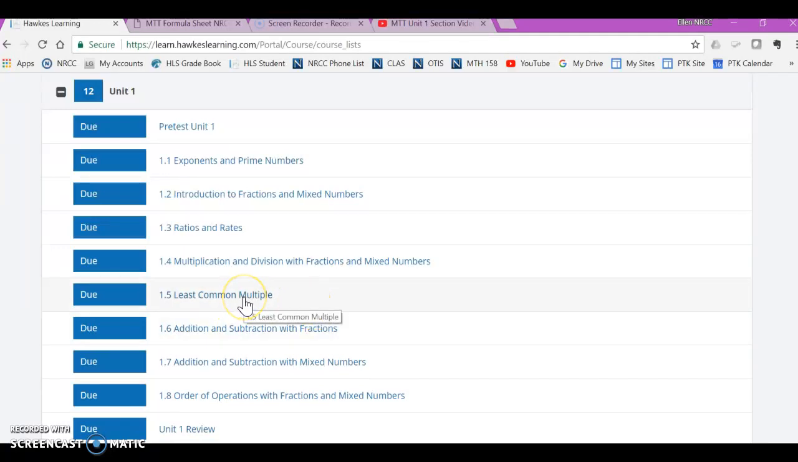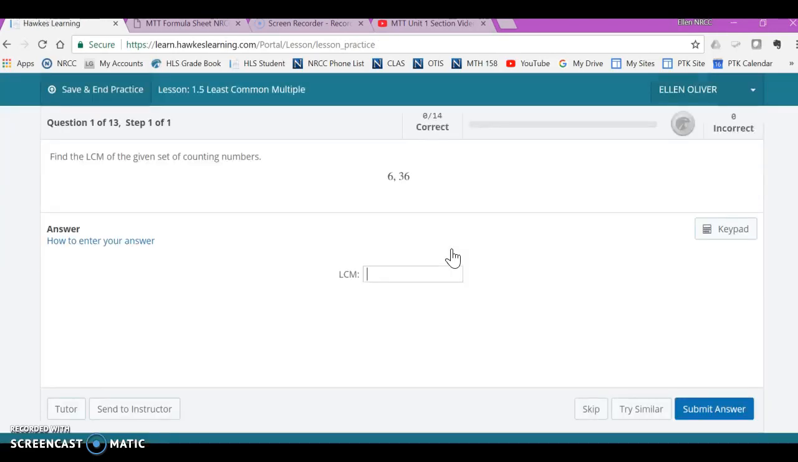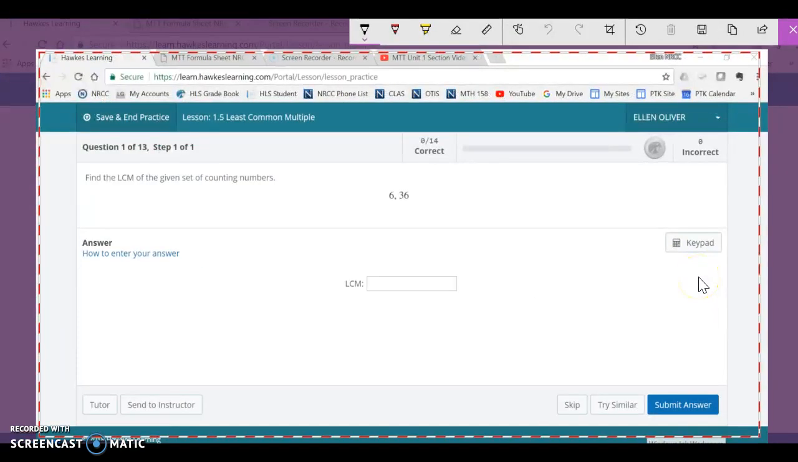Okie dokie. 1.5, least common multiple. I'm going to teach you the ladder method for this. That's what we call it. Super easy. Once you understand how to do it, you're going to do them all the same way. So let me show you the ladder method.